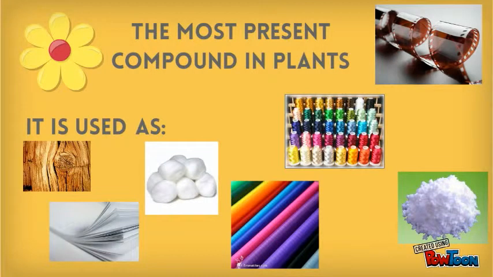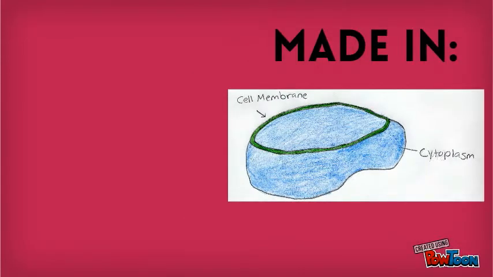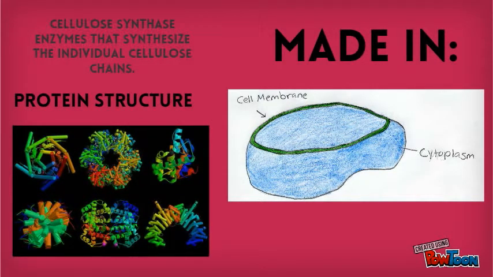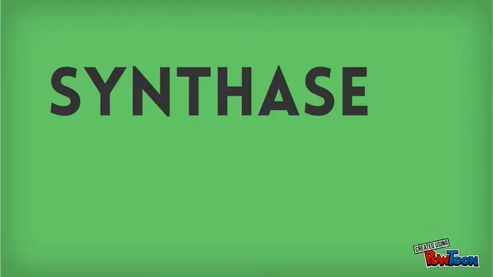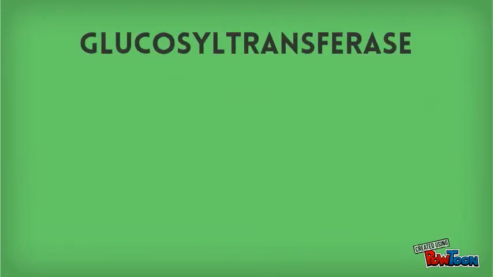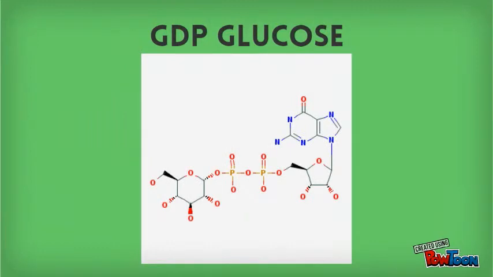cellulose acetate for films. It is made in the cell membrane by rosette terminal complexes, which are protein structures that contain the cellulose synthase enzymes that synthesize the individual cellulose chains. Each RTC floats in the cell plasma and spins a microfibril into the cell wall. The synthase is triggered by glucosyltransferase, which uses a steroid and UDP glucose to create a cellulose chain.